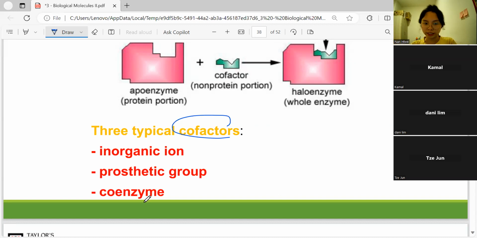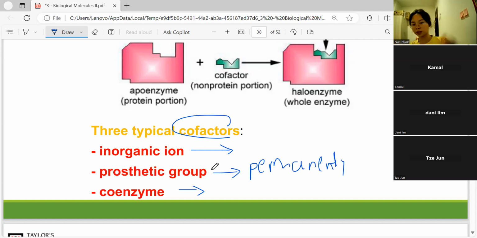So we need these 3 types of cofactors. And what you need to know is this one. The prosthetic group will be attached permanently to the enzyme. So it will not be separated from the enzyme. It will be attached to the enzyme forever. For inorganic ion and coenzyme, they are loose. They don't attach to the enzyme permanently, so it's reversible. That's what you need to know.